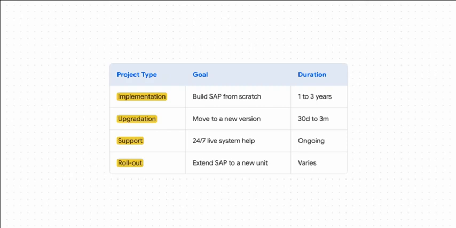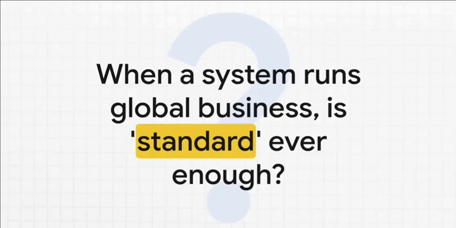And then there are rollouts, which happen when their company buys another one and needs to extend SAP to the new division. And all of this really brings us back to one big final thought. ABAP exists for one simple reason. When you have a business operating on a global scale, with all its own unique processes built up over decades, a standard one-size-fits-all solution is just never going to be enough.